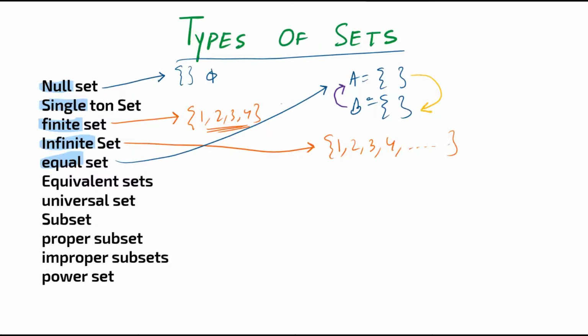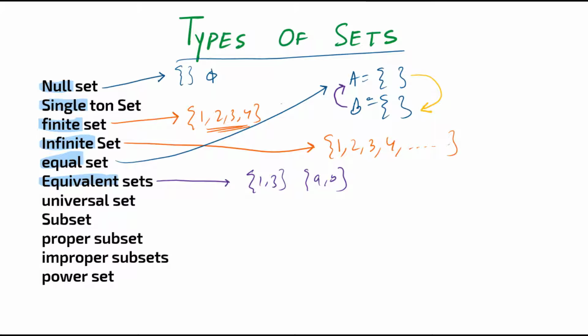Now let us understand what is equivalent set. So equivalent sets have the same number of elements but not exactly the same elements. So one example could be, let's say I have 1 and 3 as one set and A and B as another set. Now both have 2 elements but they are not the same. Then we can say these sets are equivalent sets.